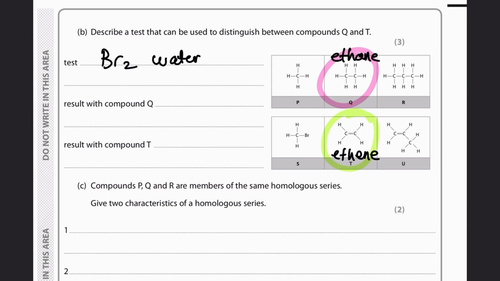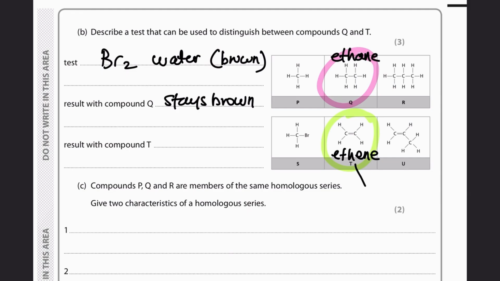So when you add bromine to ethane, it's not going to do anything to it because it's already saturated. They already have all these hydrogens bound to the carbon, and it's not going to do very much with the bromine. So since bromine water is brown originally, when you add it to Q, nothing really happens. Therefore, the solution stays brown. It's a solution because it's dissolved in water. What about T? You've got to understand what's going on here.